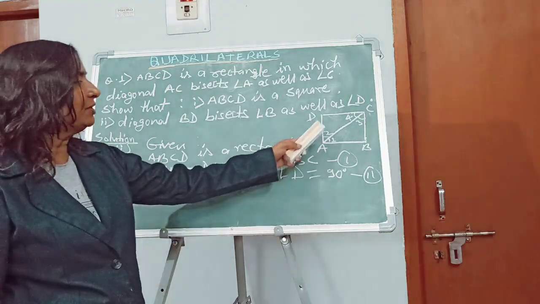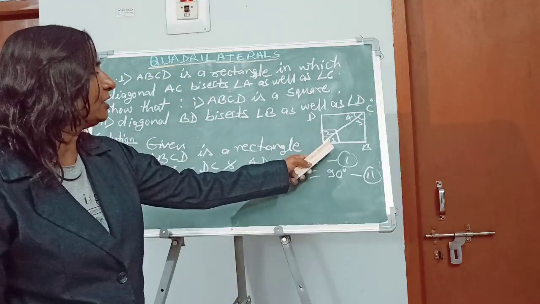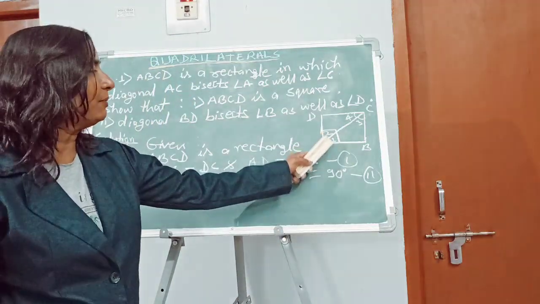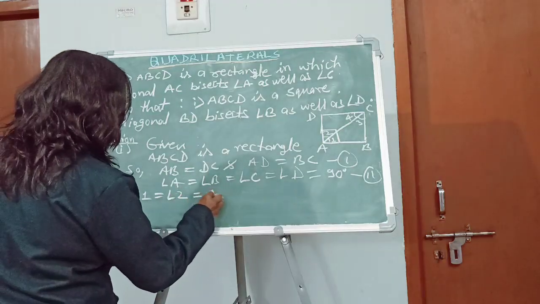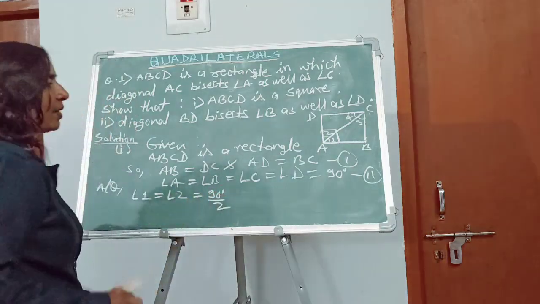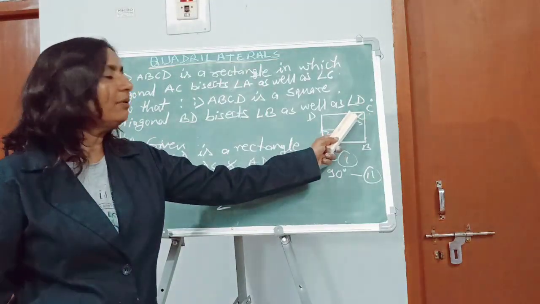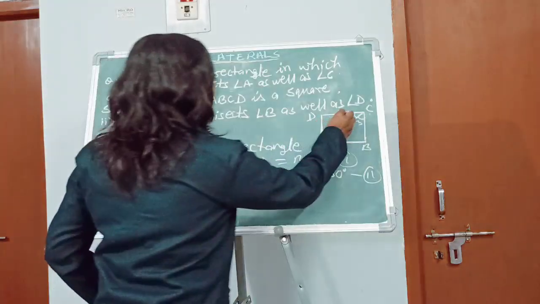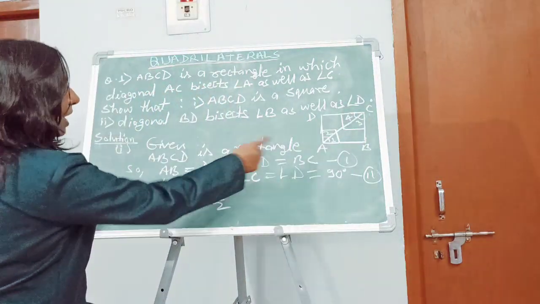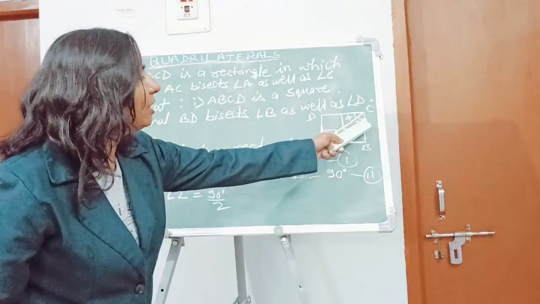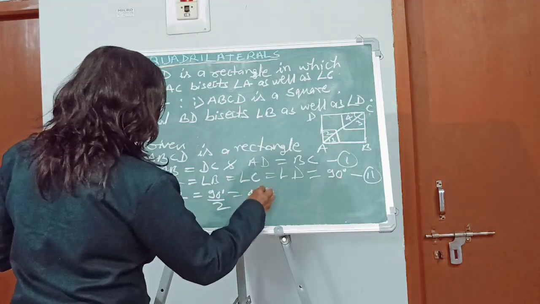And if this is 90 degrees, and this 90 degrees is divided into two equal parts, one will be 90 degrees divided by 2, and this will be equal to 90 degrees divided by 2. Again, if AC is bisecting angle C, then angle 3 will be equal to angle 4, and this will be equal to 90 degrees divided by 2. So again, we can say angle 3 is equal to angle 4 is equal to 90 degrees by 2, and this is equal to 45 degrees.